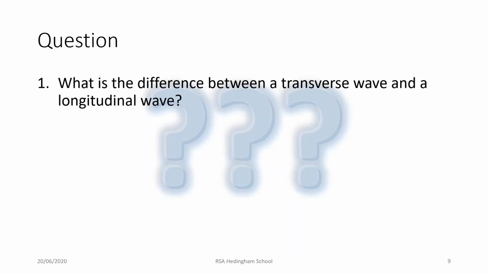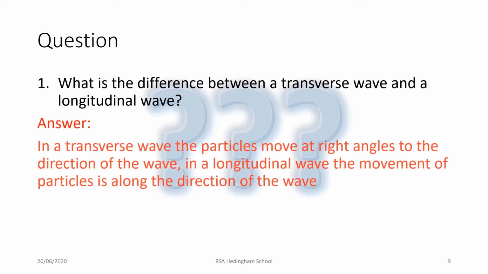The questions to recap, just check you've been listening carefully. First of all, what is the difference between a transverse and a longitudinal wave? The answer is that in a transverse wave, the particles are moving at right angles to the direction of the wave. In a longitudinal wave, the movement of particles is along the same direction as the wave.